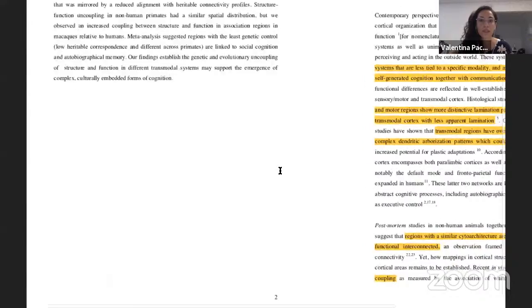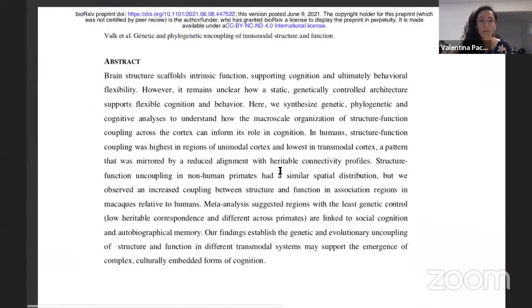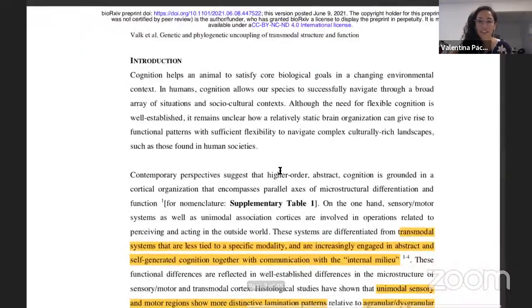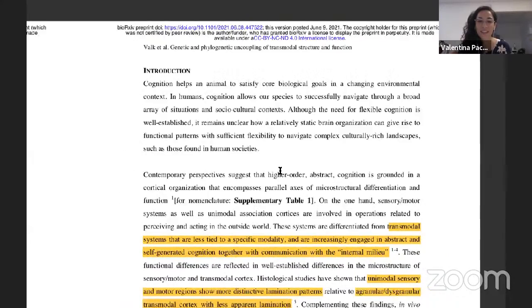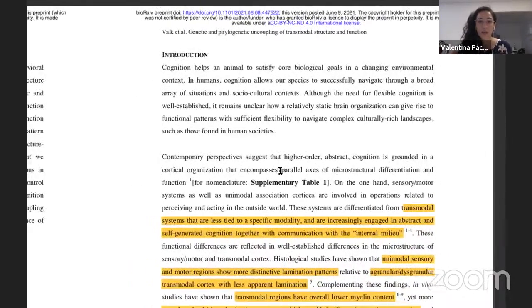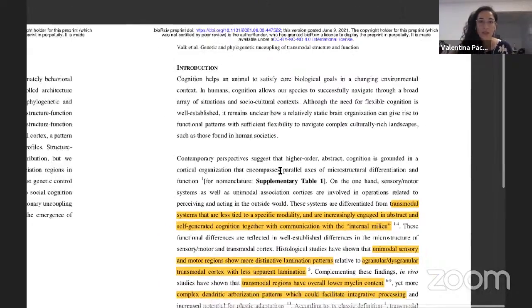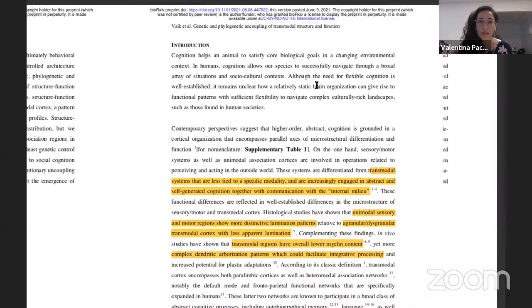Oops. I don't know what's happening. Sorry for the screen sharing. Okay. Can you see? Looking good. Looking good. Looking good. Okay.